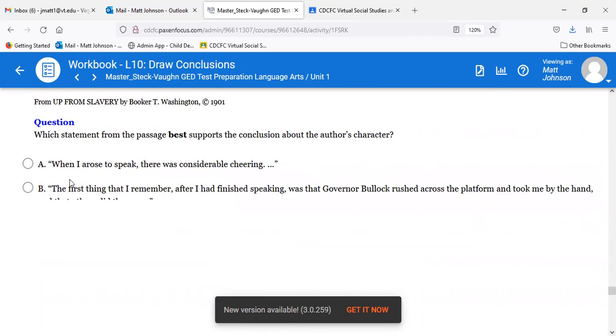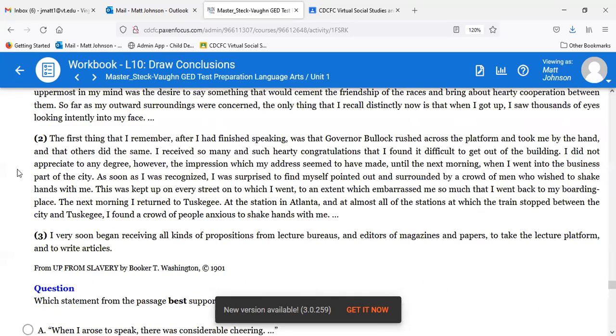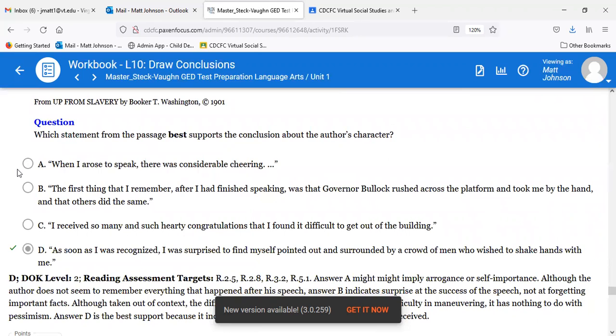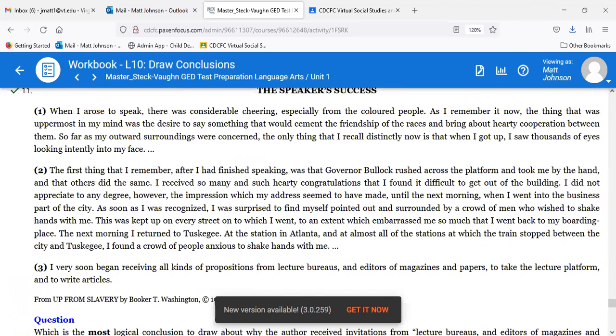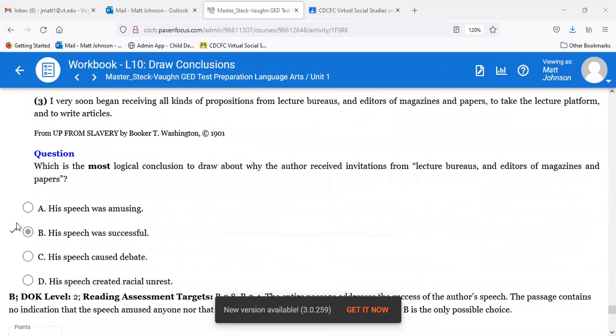10 is D as in dog. 11 is B. B as in boy. All right.